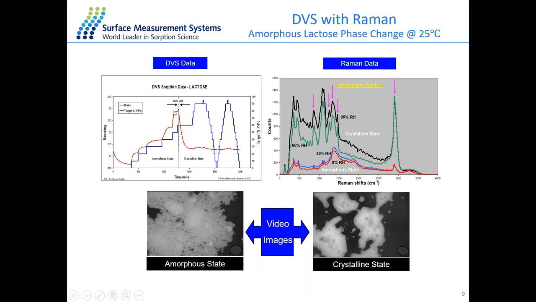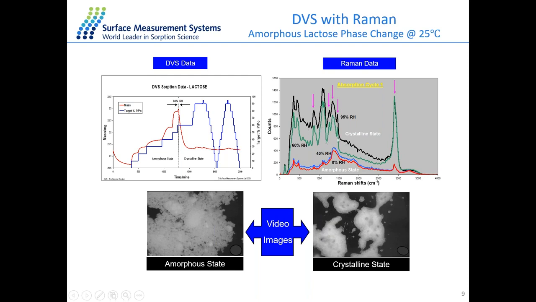And this is due to the amorphous to crystalline phase change, because the crystalline state has smaller surface area as well as less sorption capacity. And this phase change is an irreversible one, so it doesn't happen in the second cycle.